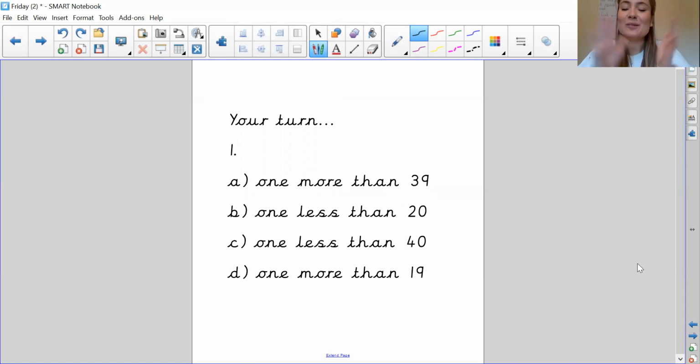Okay, so your turn now. So what I want you to do is see if you can work these out, okay? So read them very carefully, because some of them say more and some of them say less. You have to say more or less. You have to read them, see if you can work these out. So pause me now, use the method like we did, and see if you can work these out. See if you can draw your 10s and 1s and cross off those ones, or add 1 more and make a 10.